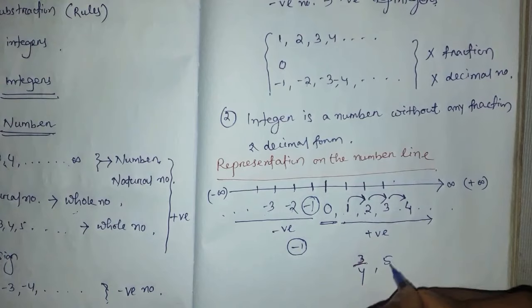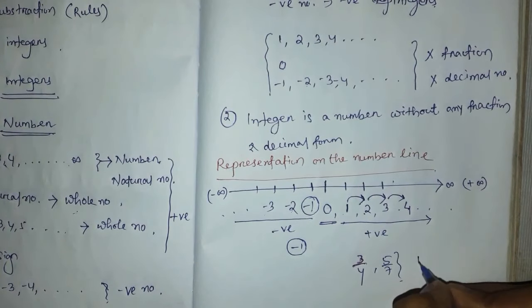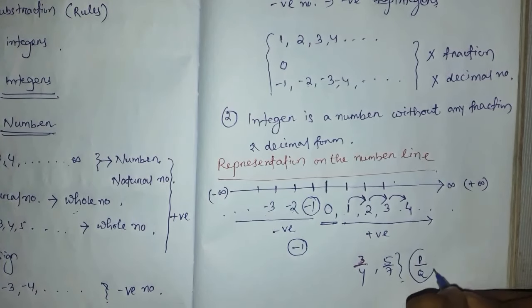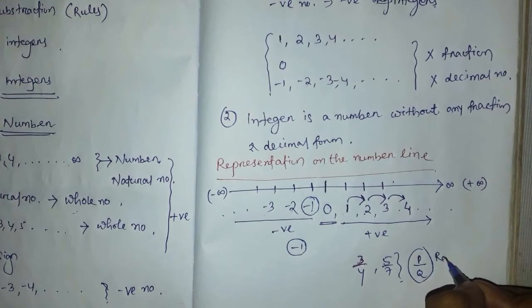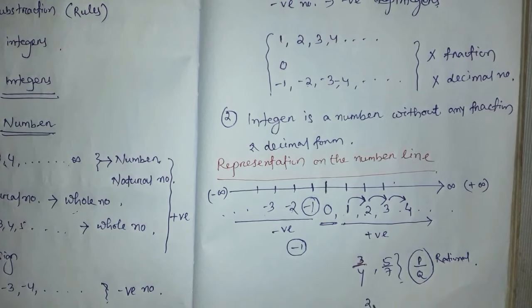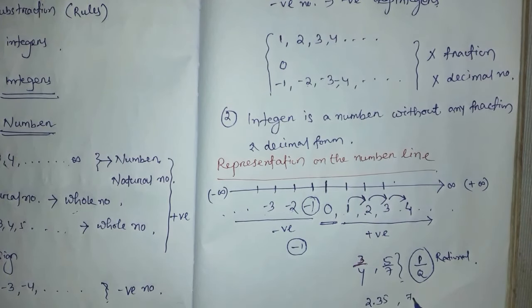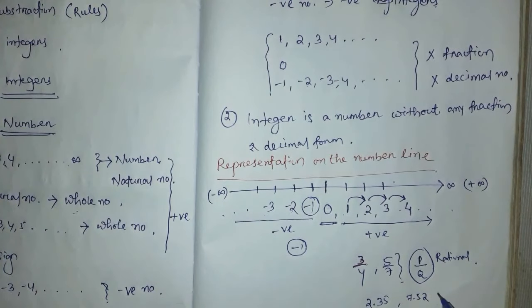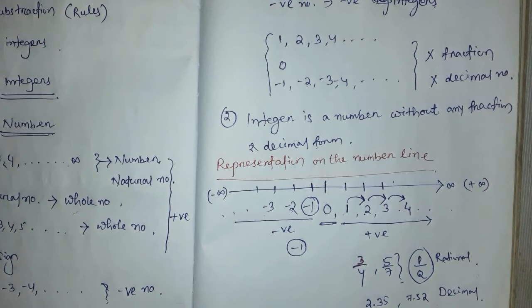We can't write 5/7 because these are known as the p/q form. These are in the form of p/q, hence it is called a rational number. And we can't write a decimal number also, like 2.35, 7.52. These are called decimal numbers. We can't write any type of rational number or decimal number as an integer, because rational numbers and decimal numbers are not included in the integers.